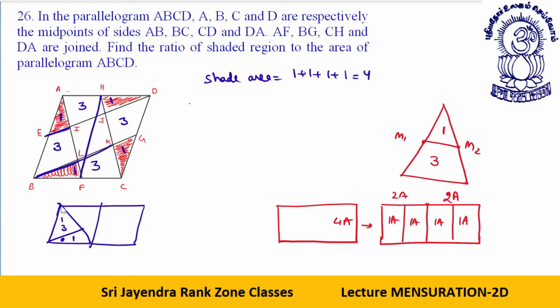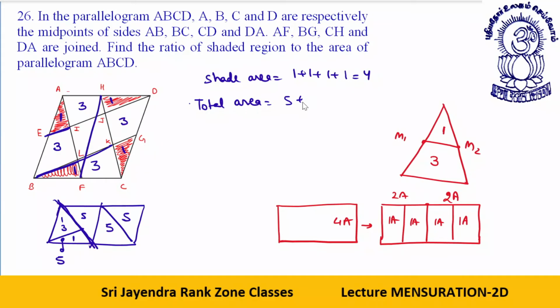If this portion has area 5, this portion will have area 5. Similarly, this portion will have area 5, and this portion will have area 5. So total area is how much? Total area is 5 plus 5 plus 5 plus 5, that is 20.